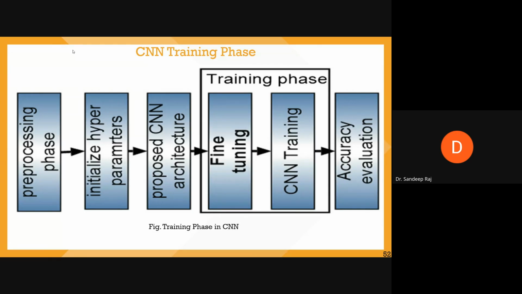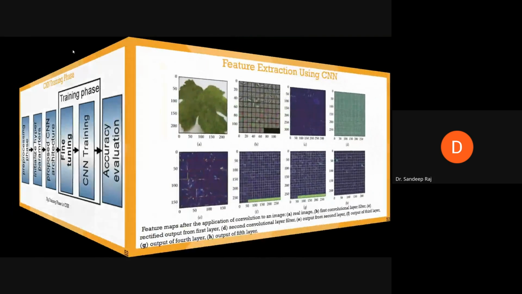So in the CNN training phase, we will initialize the hyperparameters and the proposed CNN architecture. Then we will fine tune the parameters to improve the accuracy, which is in the training phase, followed by the accuracy.